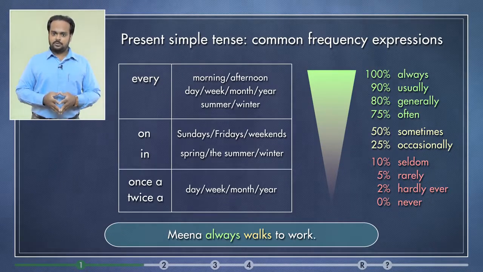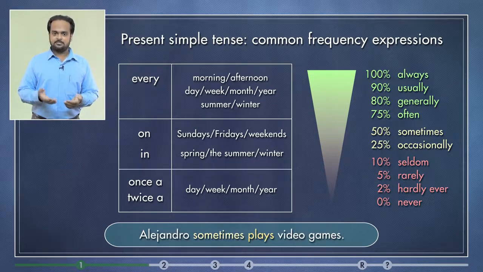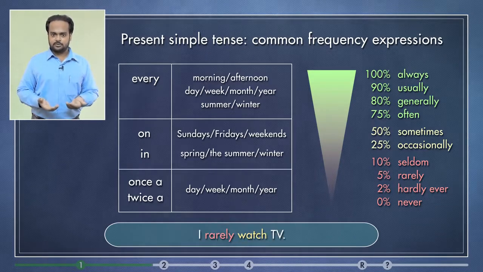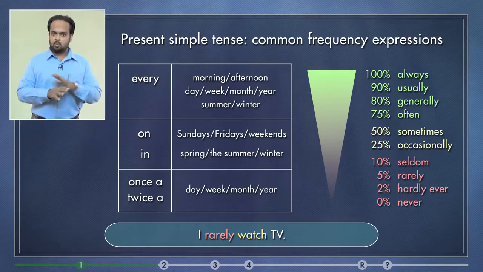Then there are other adverbs in the middle. You see that some of these are positive, like usually or often. Some are more neutral, like sometimes. When I say Alejandro sometimes plays video games, it's like 50-50. And then there are frequency adverbs that are negative, like rarely. I rarely watch TV, for instance, meaning that I watch very, very little TV. So remember these frequency expressions and adverbs, and also remember when we talk about habits and routines, we don't use continuous or ing forms. All right, now let's talk about the next use of the present simple tense.